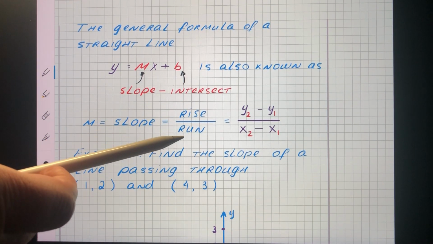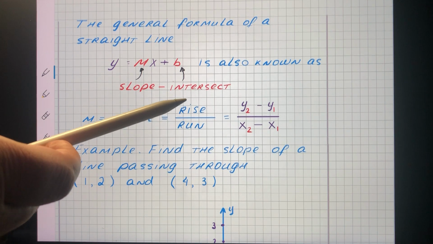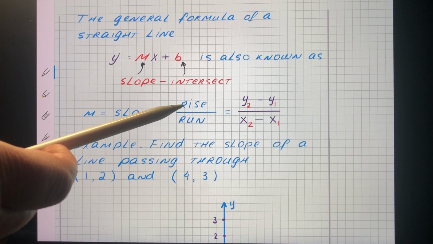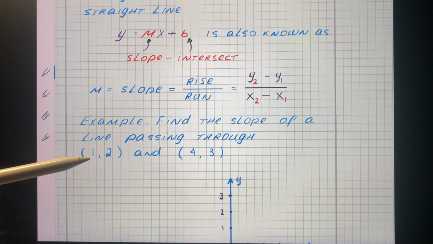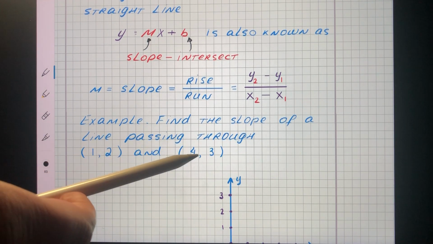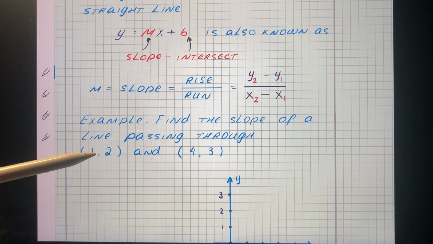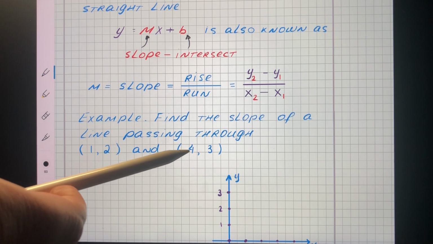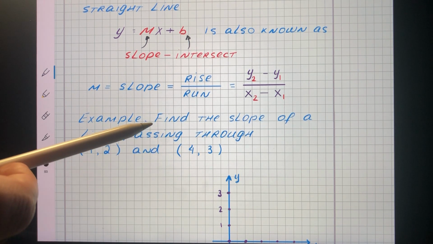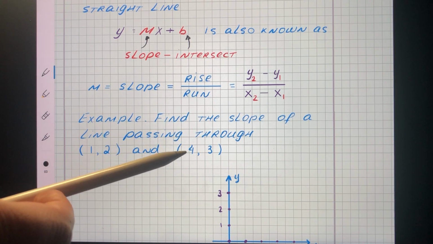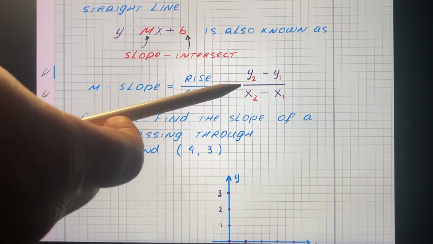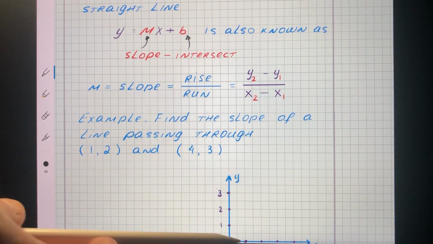Rise over run works, but it is tedious to use if the points are cumbersome. For example, if instead of the points that we have in our example, (1, 2) and (4, 3), we had 1.002 and negative 4.001, counting the spaces would be very tedious. So instead there is a formula that can help us do exactly the same without using the diagram.